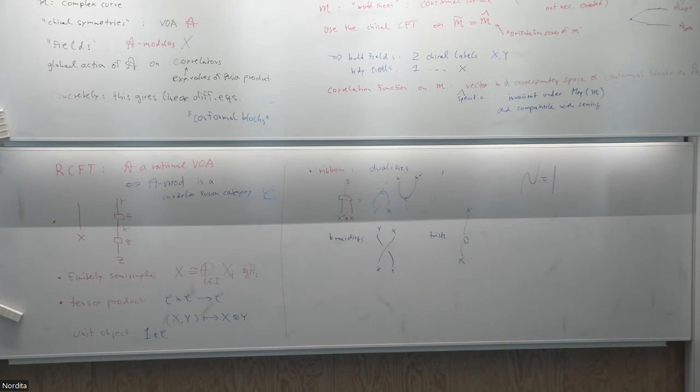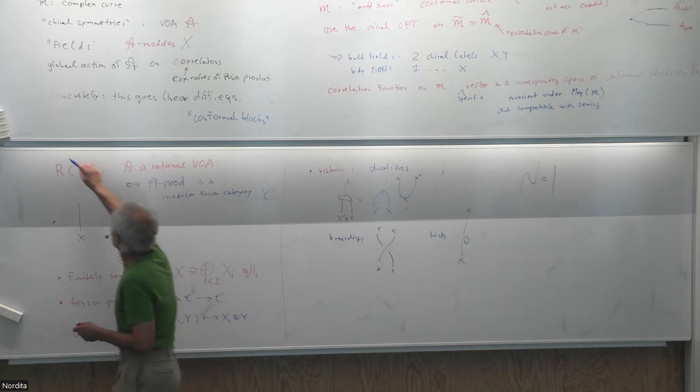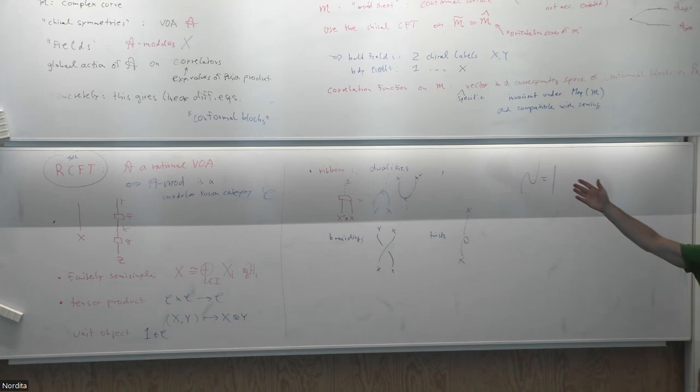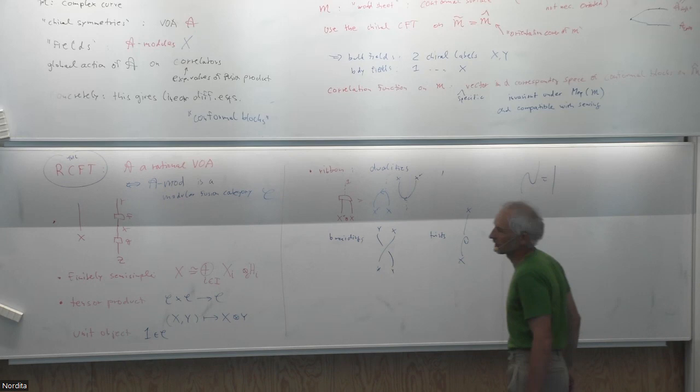And now the task is, well, the setting now will be a rational conformal field theory. So, full rational conformal field theory. I will just tacitly assume that I know enough about the chiral theory to address the full local theory directly in terms of the representation category C. That's what you would call the categorical setting or categorical approach.